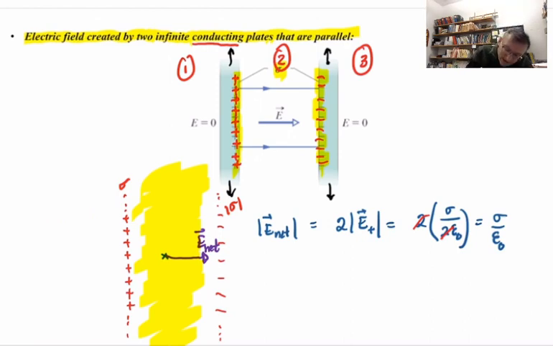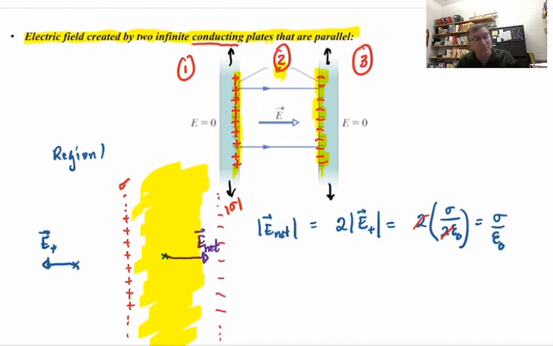So now I'm asking about the net electric field at a point, say, over here, to the left of both of them. First, draw the electric field E plus from the positive sheet. Okay? Did you try it? Did you draw it that way? Right? Perpendicularly away from the positive sheet.